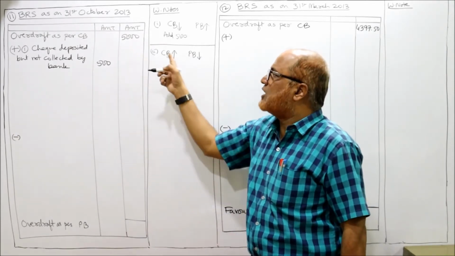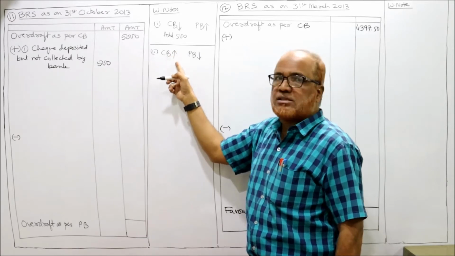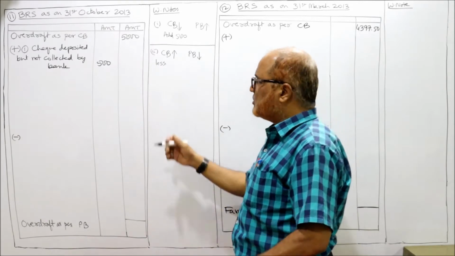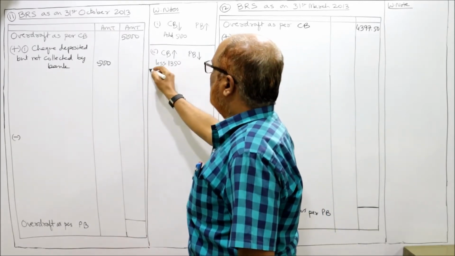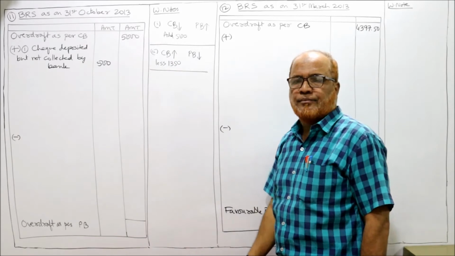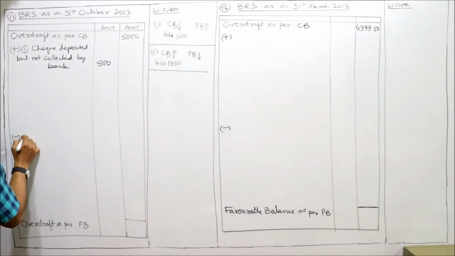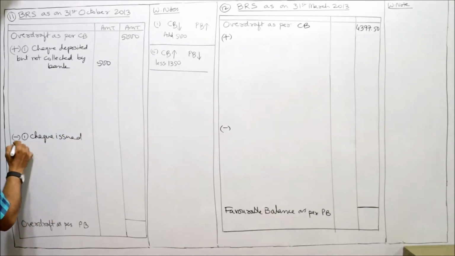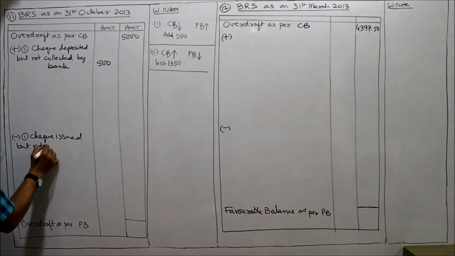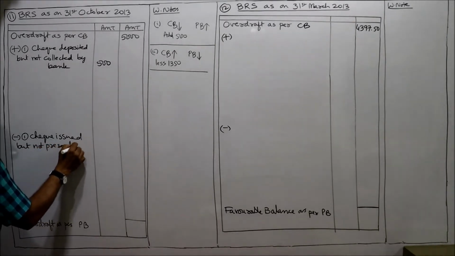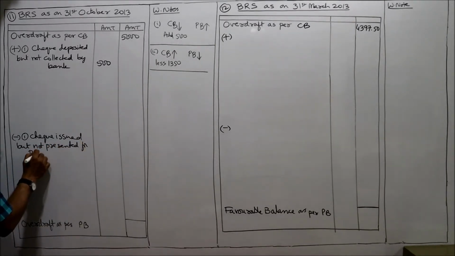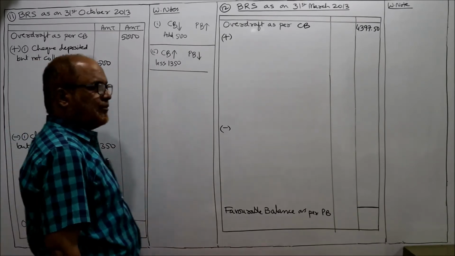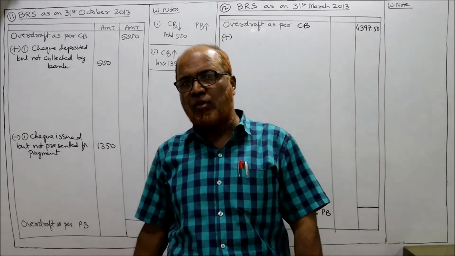Our starting point is cash book. Cash book is showing more balance, so what we have to do is deduct. How much is the amount? 1,350 less. So deduction items: check issued but not presented for payment, that is 1,350. That's all. So two discrepancies we have noted.